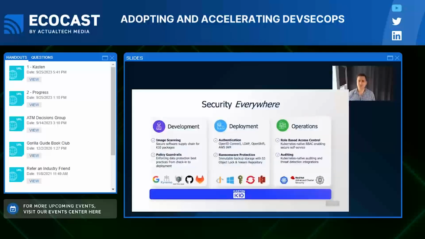So, really important: security everywhere across the process, right? Development, deployment, operations. This is a heavy slide. I'm not going to read through all of it. Just know that from a development perspective within Kasten, we release new releases every 2 weeks. We ensure that we are releasing the most secure images in our code, and we can provide SBOMs upon request. And we have policy guardrails. Essentially, you can implement policy guardrails with Kasten K10 in your organization as part of your CI/CD pipeline.